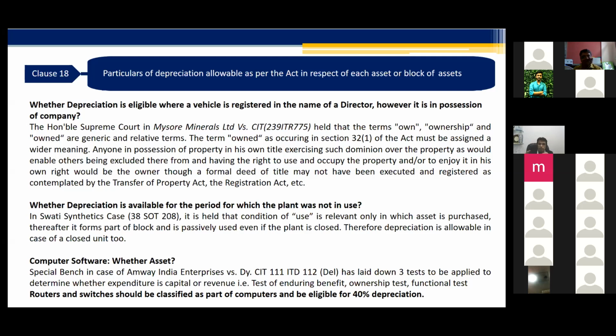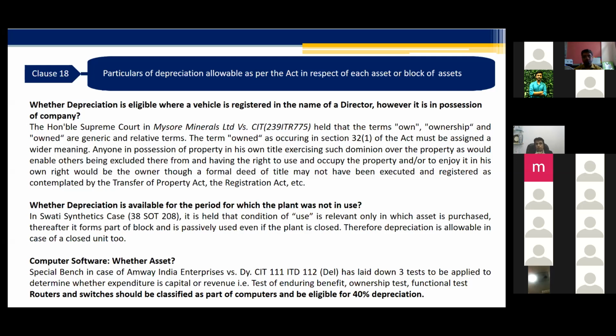The second argument is that once an asset forms part of a block of assets, it loses its individual identity. So if I have 100 machineries under plant and machinery, out of that 100 I may not be using 10 machineries at all for maybe 3, 4, or 5 years. I don't know. Still, my block is being used. Even if only a single machinery in the whole block is used, I will continue to get depreciation because I comply with the provisions of use.